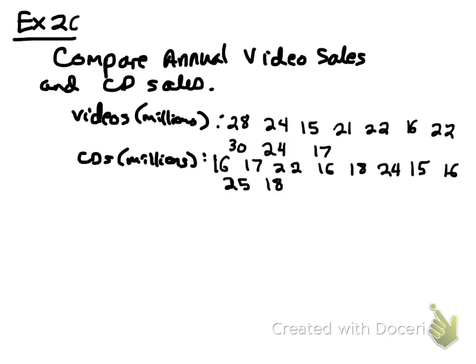Alright, so I'm going to have you practice this on your own now, making two box and whisker plots, one on top of another, to compare annual video sales versus CD sales. These numbers are in terms of millions. So you have two sets of data. Go ahead and draw a box and whisker plot for each underneath one number line.